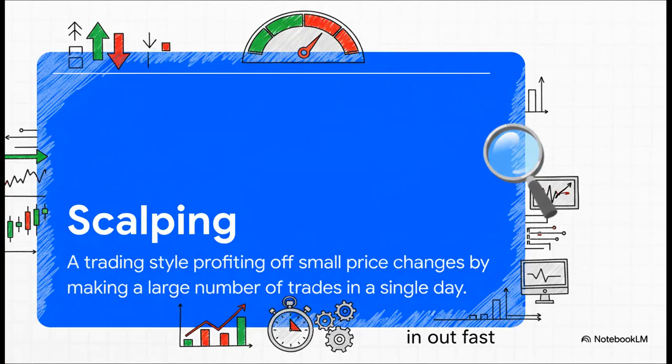Just so we're all on the same page, what exactly is scalping? Well, it's all about making money off of tiny little price movements. And to do that, you're often making a whole bunch of trades in a single day. You're in, you're out, it's fast. And that means your tools have to be just as sharp and quick as you are.